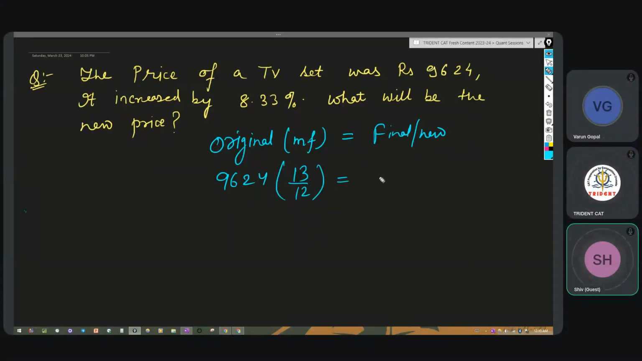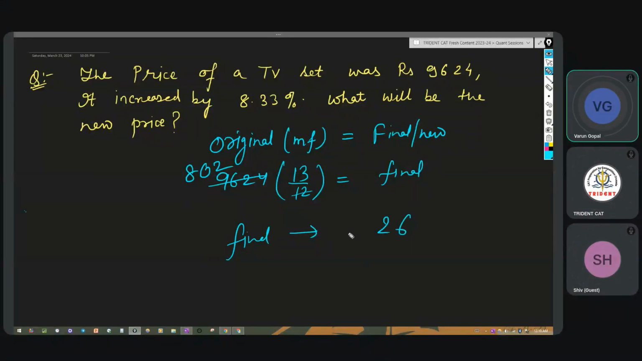Just a minute, sir. 12 8s are 96, 0, 12 2s are 24, correct? 8.33 is 1 by 12. Yes, sir. Done. 13 2s are 26, 13 8s are 104. 10426 is going to be the answer.